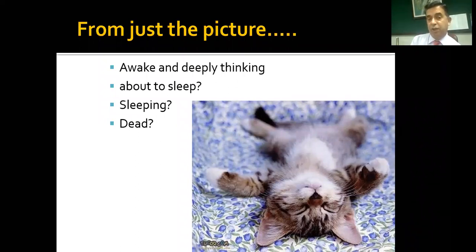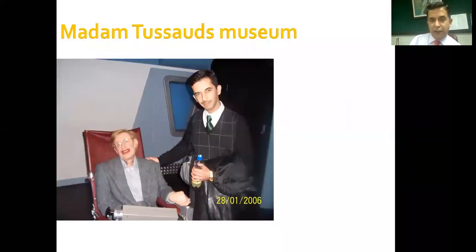So functioning is more important than the appearance. And if you do a CT or an MRI of this kitten, they will all look the same because they cannot differentiate on the basis of the structure what this kitten is going through. So I showed you the picture. Some of you might have thought that I'm standing beside the famous Stephen Hawking, but it was in fact a statue of Stephen Hawking when I visited Madame Tussauds in 2006.